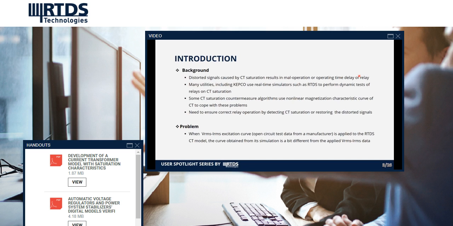However, saturation due to the magnetic properties of the CT results in a distorted signal, which leads to maloperation or operating time delay of the relay. Many utilities, including KEPCO, use real-time simulators such as RTDS to perform dynamic tests of relays on CT saturation. Some CT saturation countermeasure algorithms use the nonlinear saturation characteristic curve of the CT to cope with these problems. Therefore, a model that can simulate nonlinear saturation characteristics is required.